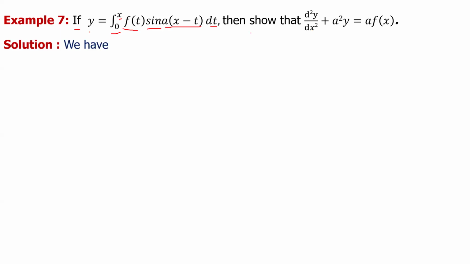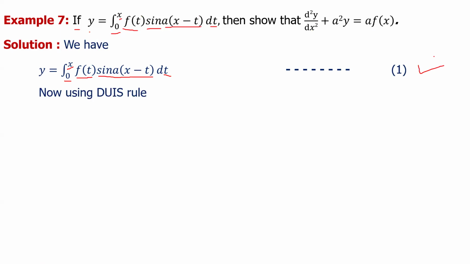So we have given that y is equal to integration under the limit 0 to x f of t sin a times of x minus t with respect to t. Let us give it equation number 1. Now we have to prove this result.